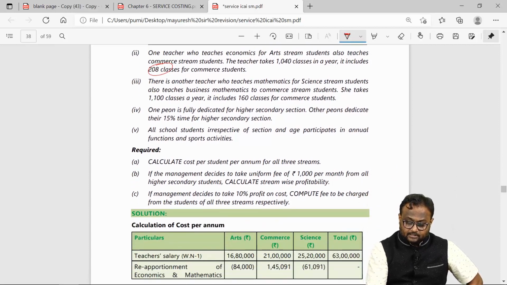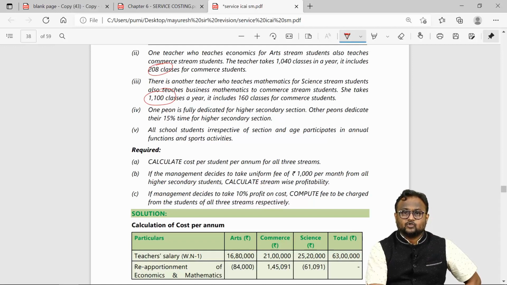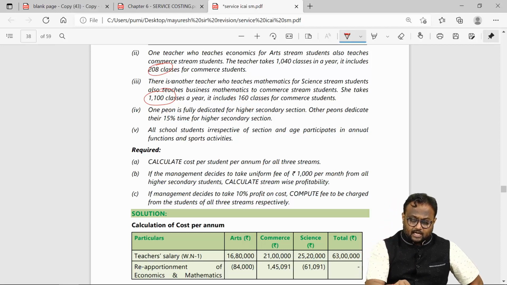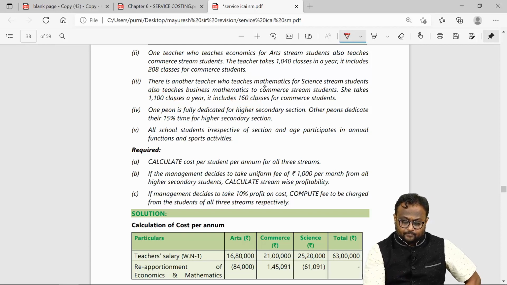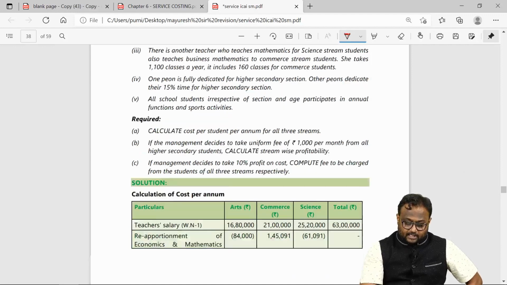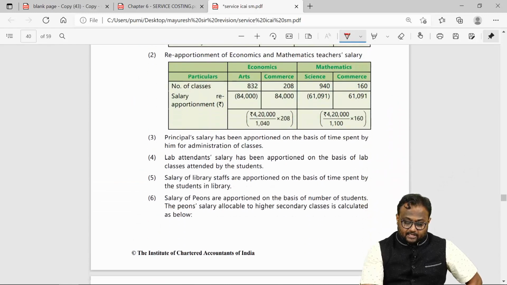Similarly, here in the second calculation, the teacher has taken 1100 hours. So total remuneration of teacher will be divided by 1100 classes. You will get cost per class, which will be multiplied by 160 and that will be subtracted from science and it will be added to commerce. So basically it goes like this.